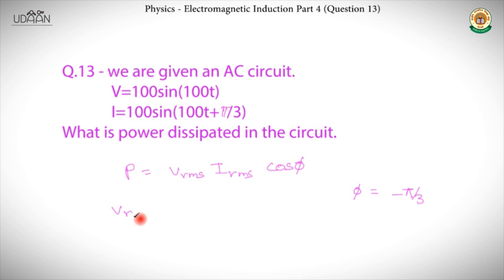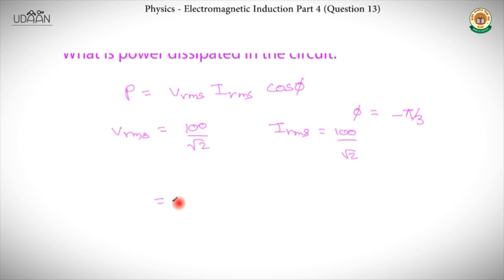So V RMS is nothing but V max by root 2. We all know this, right? Exactly, it's just a formula. I RMS is nothing but the normal current given for us. I RMS is also 100 by root 2. By directly solving this equation, we can get the answer. It will become 100 by root 2 whole square into cos minus pi by 3. That is 10 power 4 by 4.